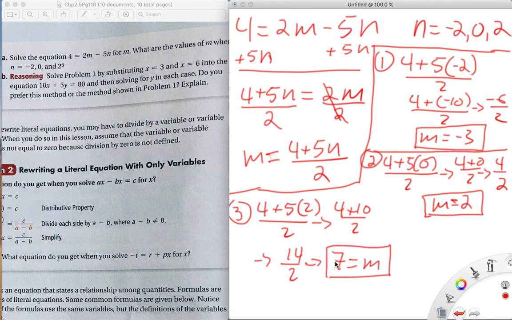So the first thing that I did was rearrange the equation so that I could find out what m is equal to by itself. Then I substituted the numbers they wanted me to substitute for n, and I got m equals negative 3 for n equals negative 2, m equals 2 for n equals 0, and m equals 7 for n equals 2.